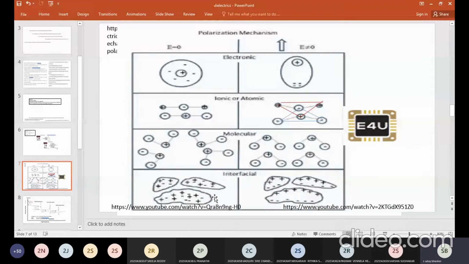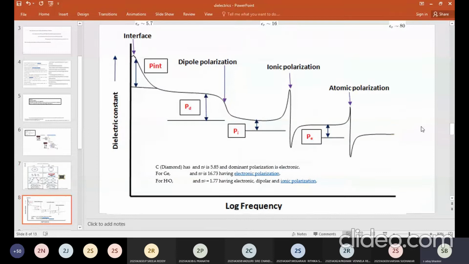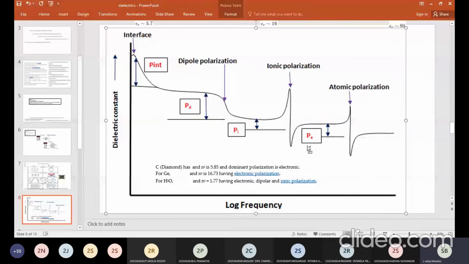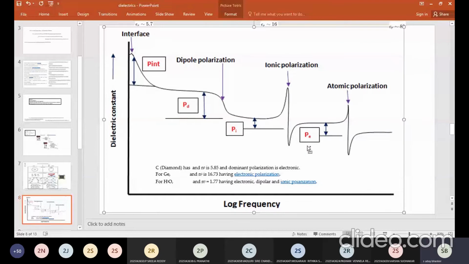And the last one is interfacial polarization, or space charge polarization. Now this part is not there in our syllabus, but this figure is very important for electronic and communication engineers.